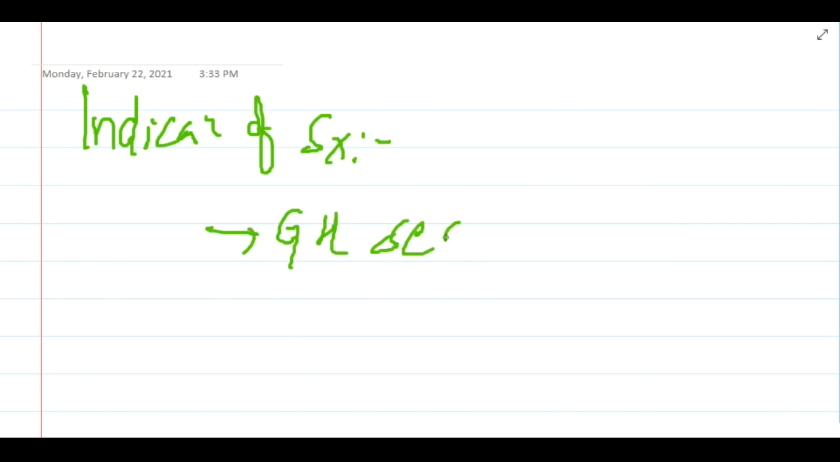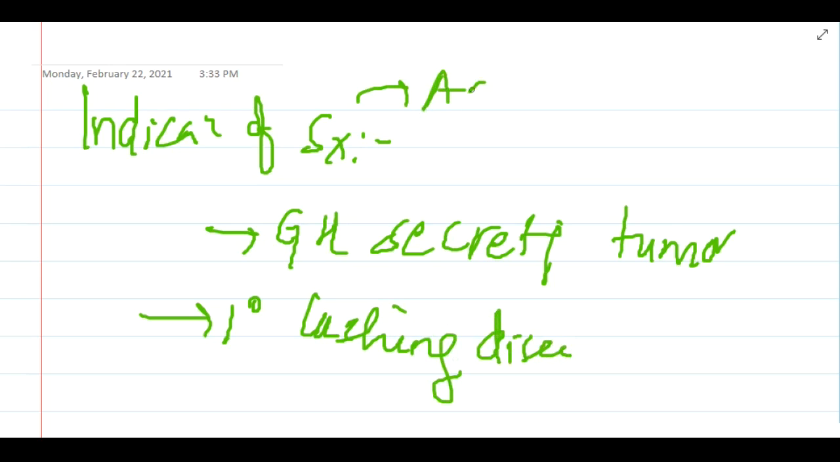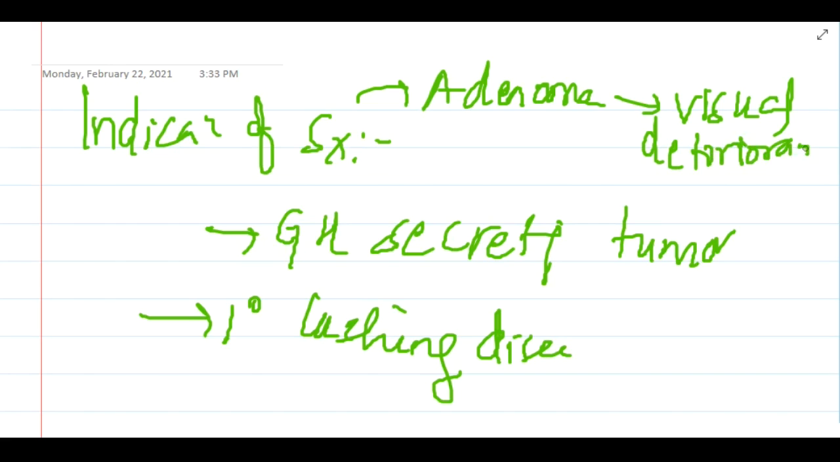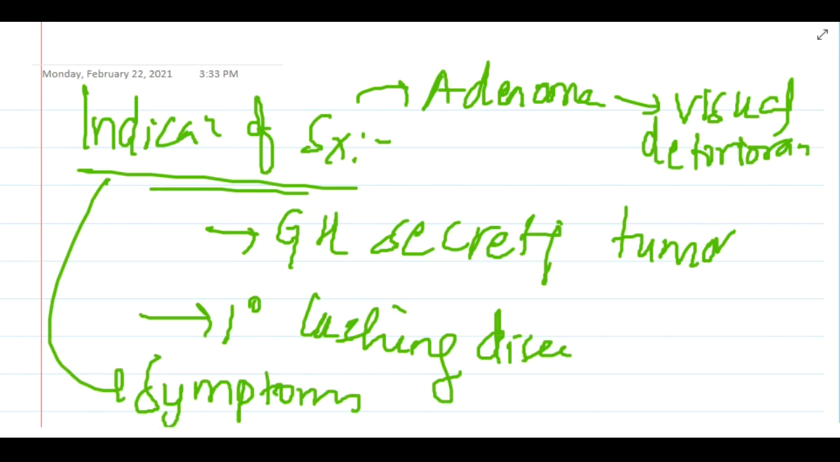Right? Next, the indications for surgery in pituitary tumors include growth hormone secreting tumors, primary Cushing's disease, an adenoma causing visual deterioration, or a non-prolactin secreting microadenoma which is resulting in symptoms. In all these cases you will have to do surgery.